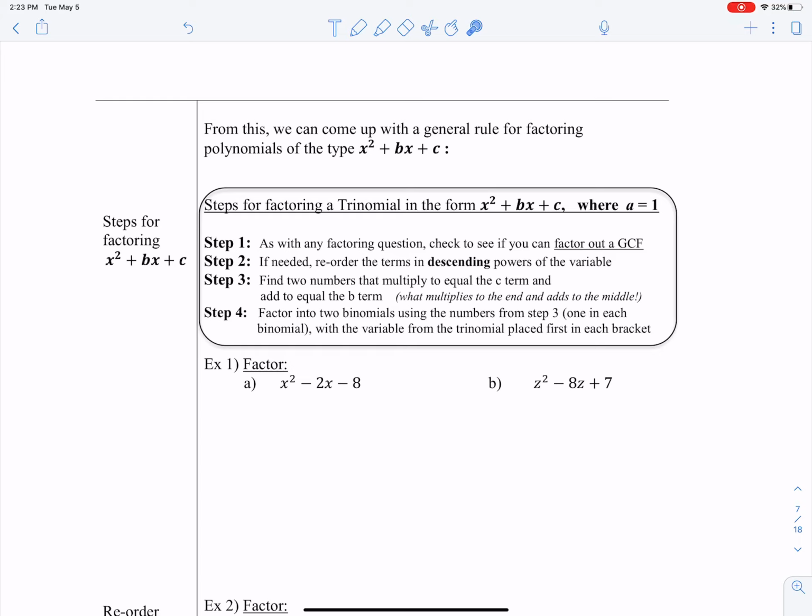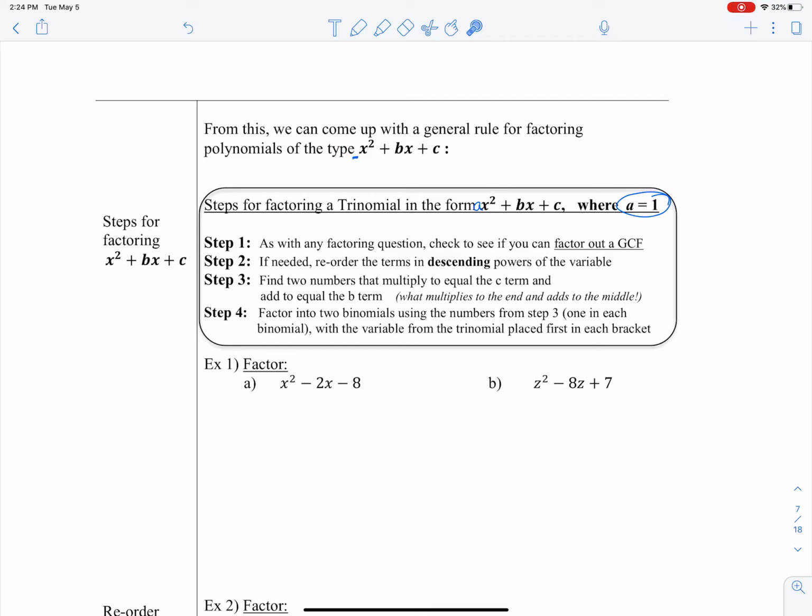Okay, important for this first type of factoring, you cannot have a number in front here. So you see here it says where a is equal to 1. This is where you would have the a in front of this x squared. So for this type of factoring, if you have anything in front here, you have to take it out as a greatest common factor, okay? There should be no number in front of this.